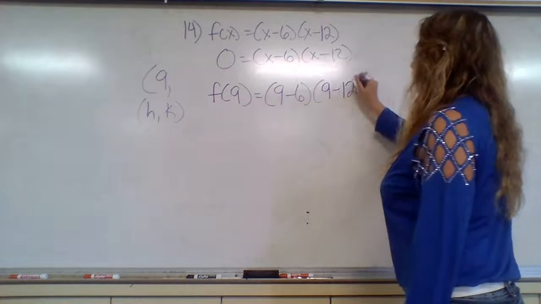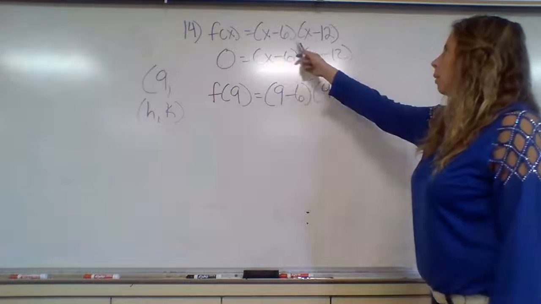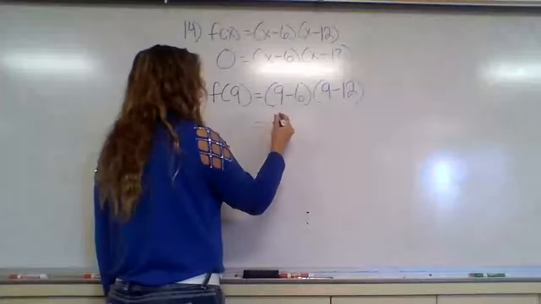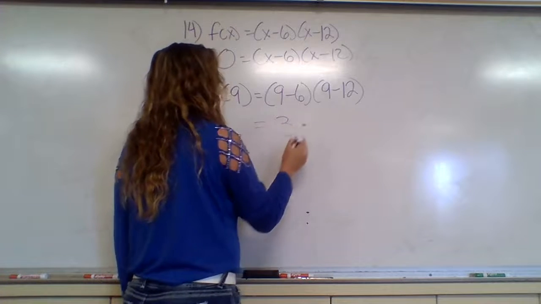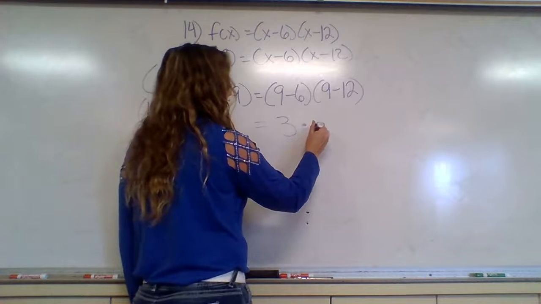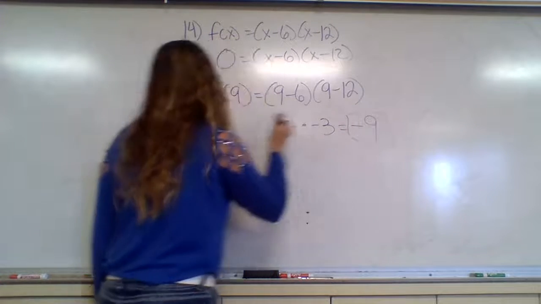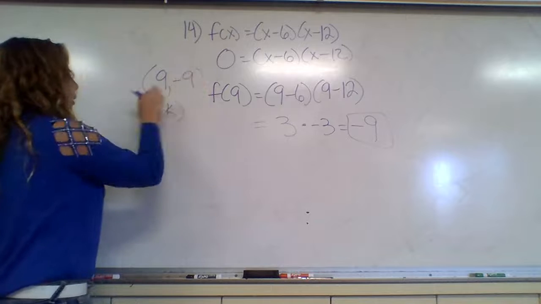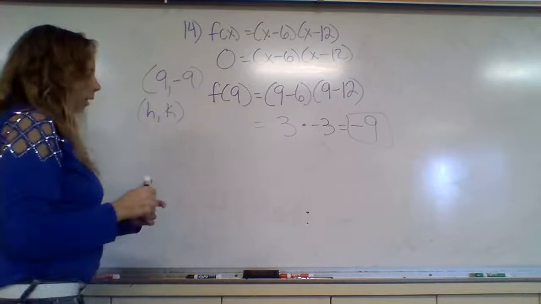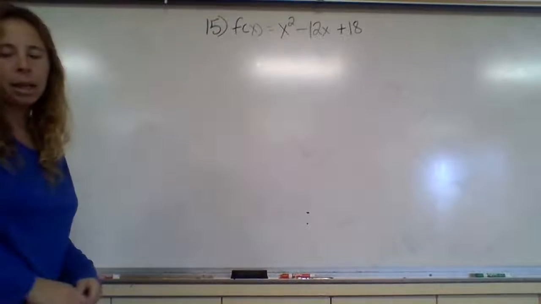All right, so I substituted in 9 for x. 9 minus 6 is 3 times 9 minus 12, which is negative 3. So you get negative 9. So this is your vertex, and your minimum value is negative 9. All right? Okay, number 15.